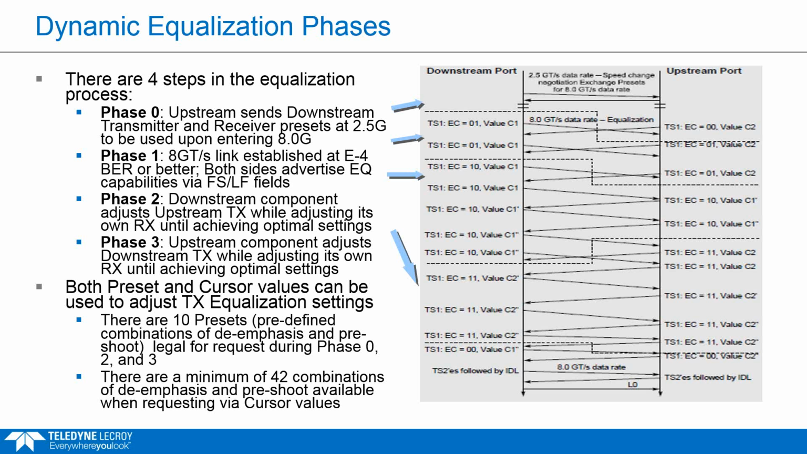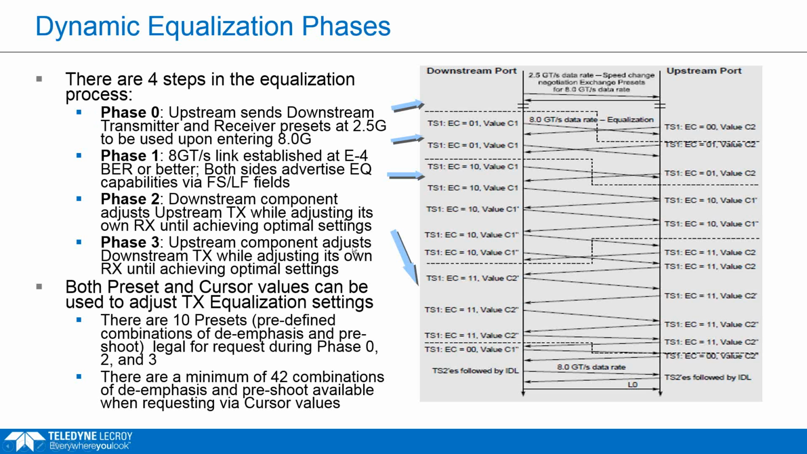While they're still at 2.5 gig, the add-in card moves to 8 gigabits per second, uses that preset, and they advertise in phase 1 their equalization capabilities. So this full swing and low frequency, that's the hardware capability of that FIR filter. That's basically the range and the resolution that that filter has.